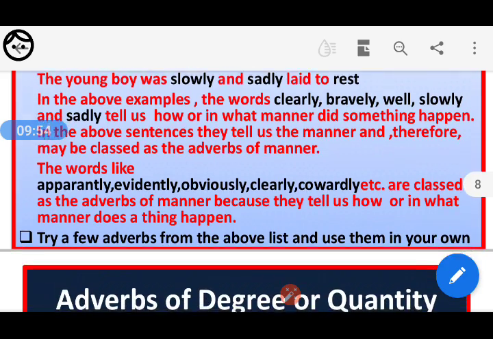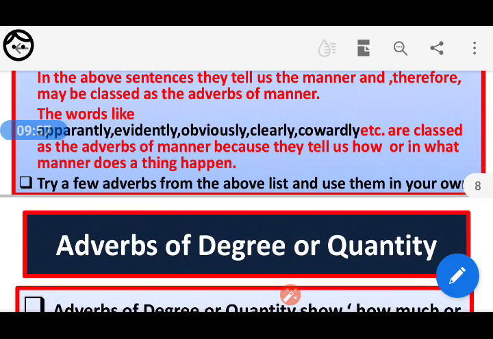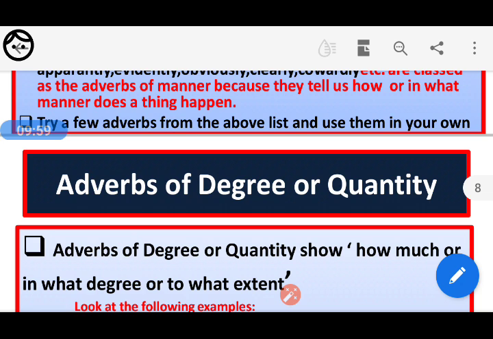You use some of these adverbs in your own sentences. Okay?